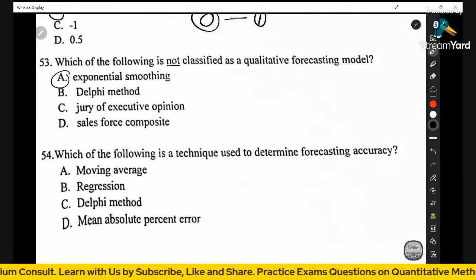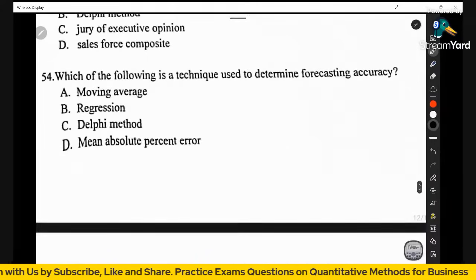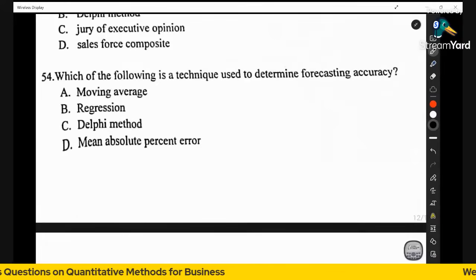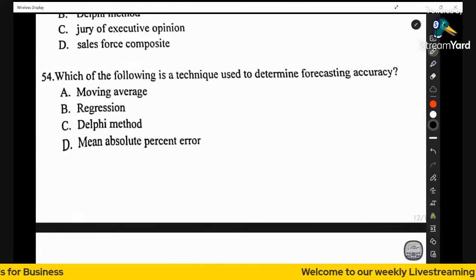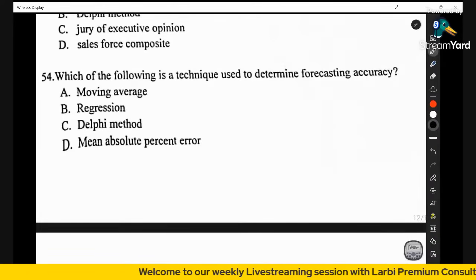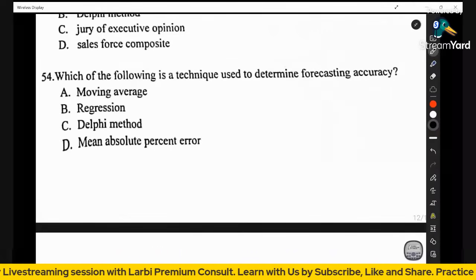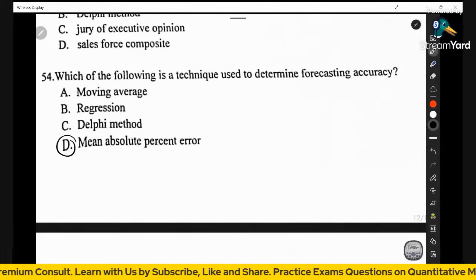Which of the following is a technique used to determine forecasting accuracy? By forecasting accuracy, we want to know how accurate our forecasting was. So we have the mean absolute deviation, mean absolute percentage error, and mean square error. Out of these, which of them is the one used to determine forecast accuracy? That's the mean absolute percentage error. So the rest are different items altogether.